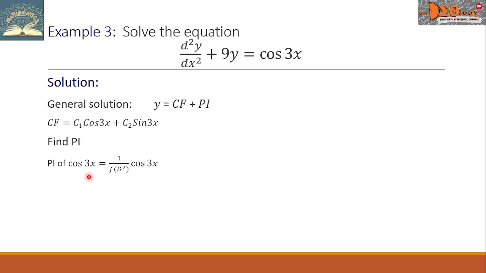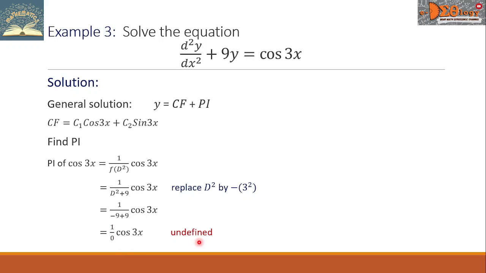The PI of cosine 3x equals 1 over f of D squared times cosine 3x. Let us use the operators to simplify the denominator. So we have 1 over D squared plus 9 times the cosine 3x. In here, we replace D squared by the negative of a squared. Our a is 3, so we have here 3 squared. So simplifying this, we have negative 9. Then we put the negative 9 for D squared. When we simplify negative 9 plus 9, it becomes 0. 1 over 0 is undefined.